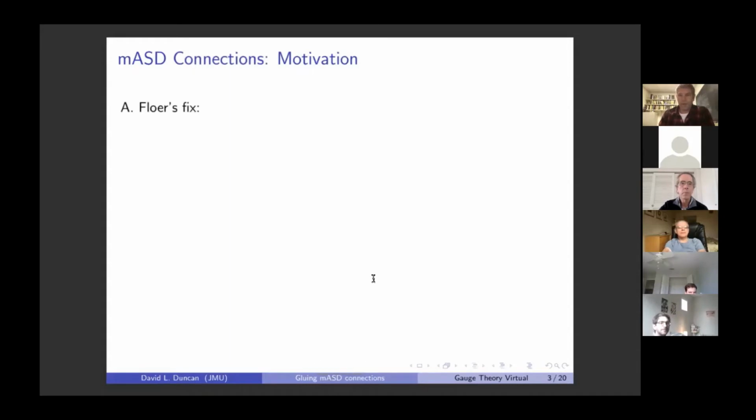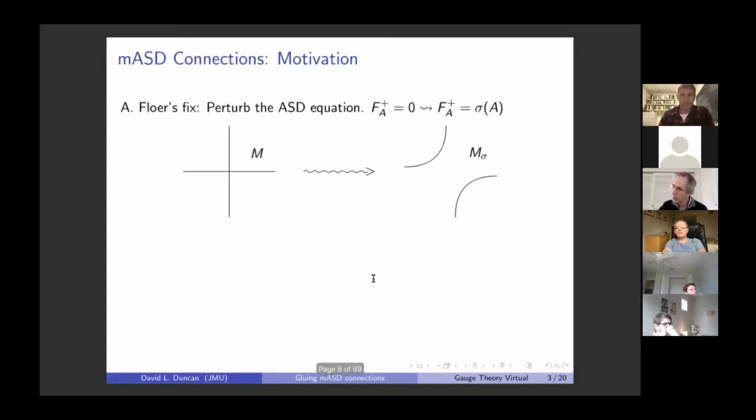So Floer had a fix for this, and his fix was to perturb the equations. In this little cartoon, we had this singular point here, and his perturbation resolves that singularity. But how does that work a little more concretely? He took the ASD equation and modified the right-hand side by some extra function, and showed that he can choose that function well to obtain Fredholm equations and things like that.